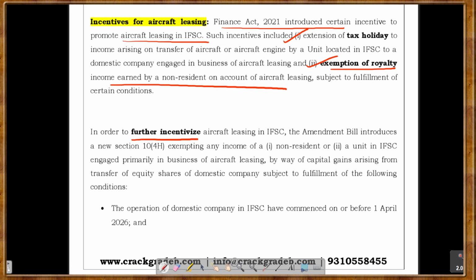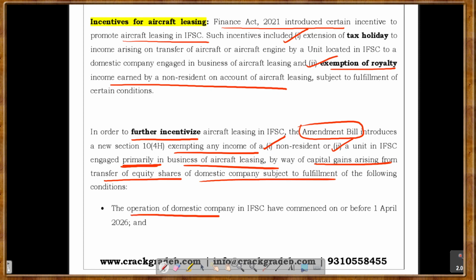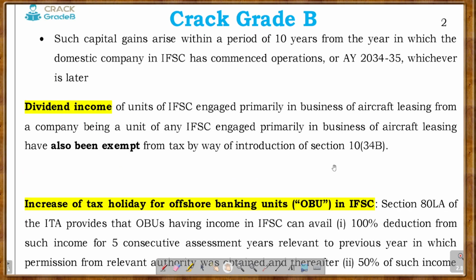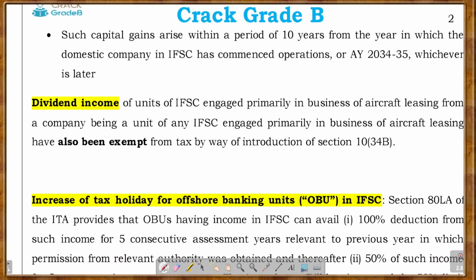But in order to further incentivize aircraft leasing, now our finance amendment bill has introduced that any income of a non-resident or a unit in IFSC which is engaged primarily in the business of aircraft leasing by way of capital gains arising from transfer of equity shares of a domestic company, the operations of the domestic company having commenced on or before 1st April 2026, means before this particular date, and such capital gains have arisen within a period of 10 years from the date this company has started the operations in the IFSC or assessment year 2034-35, whichever is later, right?